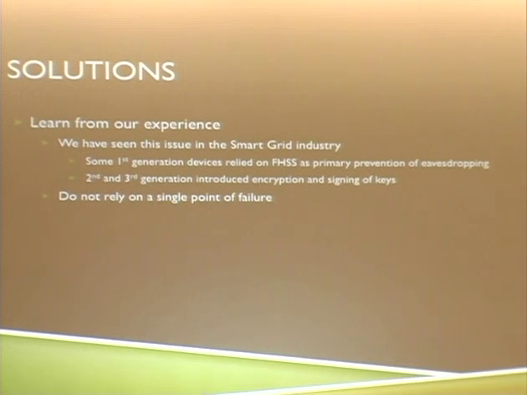And just as an example, in the smart grid industry, we have seen some of the first generation devices use frequency hopping as a primary prevention of eavesdropping. Obviously, if you're switching channels, you kind of have to follow that hopping pattern to decode what that meter is saying, right? But in the second and third generation models, we've recommended different types of encryption and secondary methods of securing the transmission, not relying primarily on frequency hopping. So, do not rely on a single point of failure.